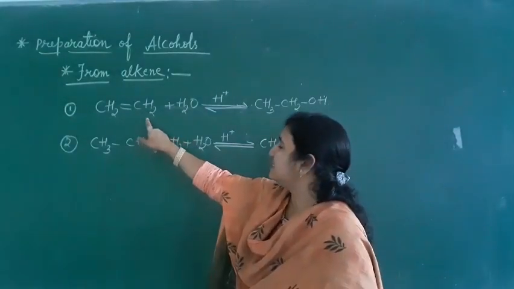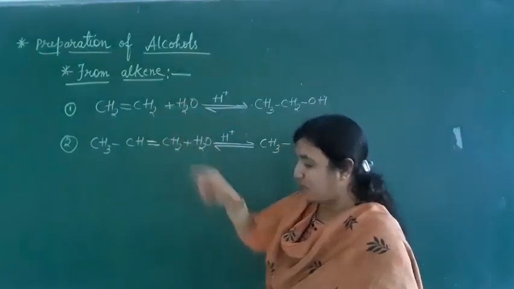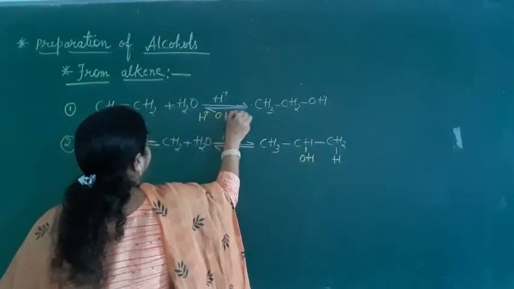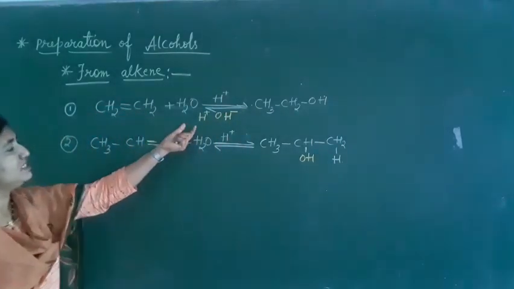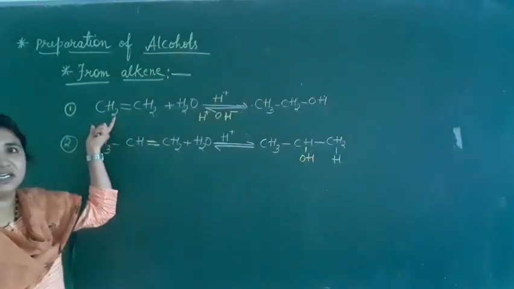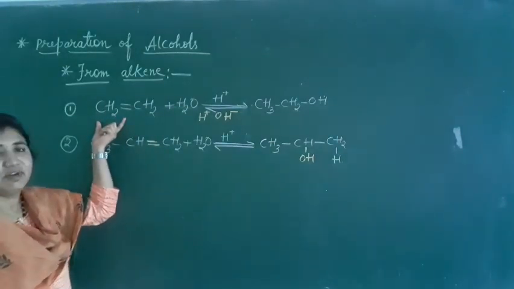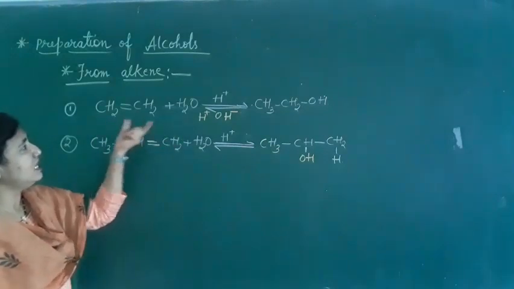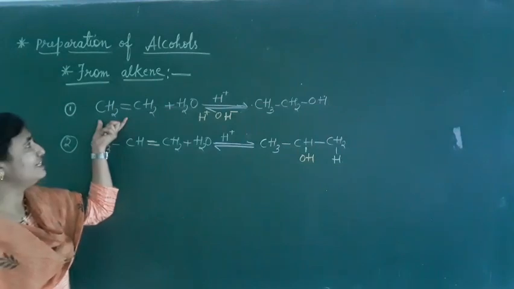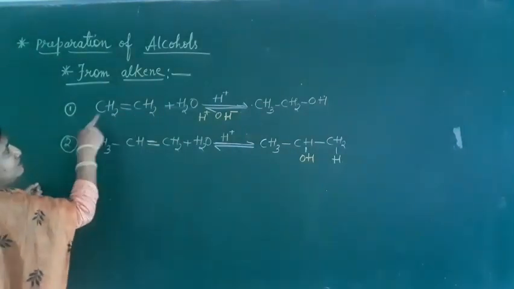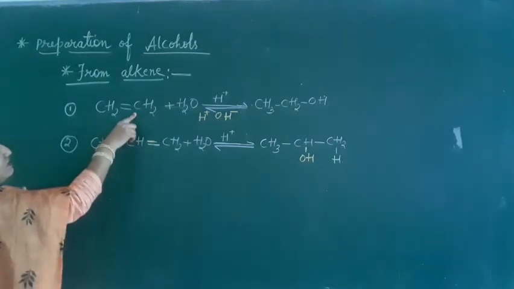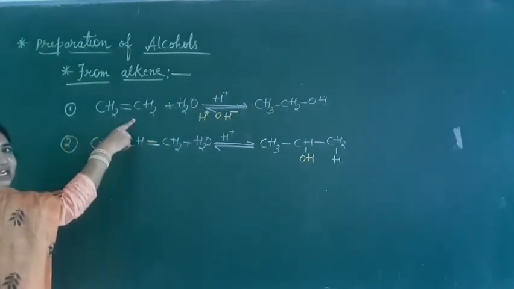So to these alkenes we are adding water. Water means what here? H+ and OH-. So in this reaction, one H+ and one OH- will get attached to the alkene. This is ethene, a symmetrical alkene. Symmetrical alkene means that around the double bond we have the same number of carbon atoms. So here we have one carbon, here one carbon. So this is a symmetrical alkene.